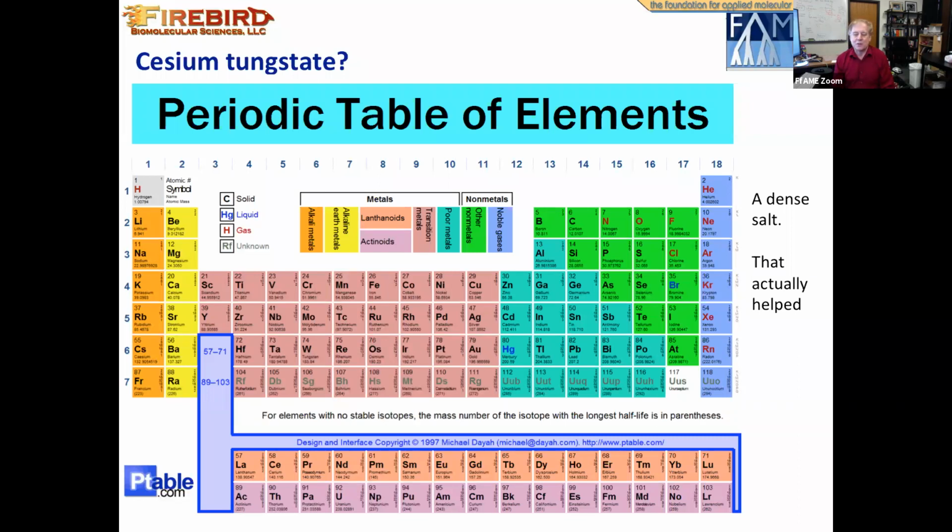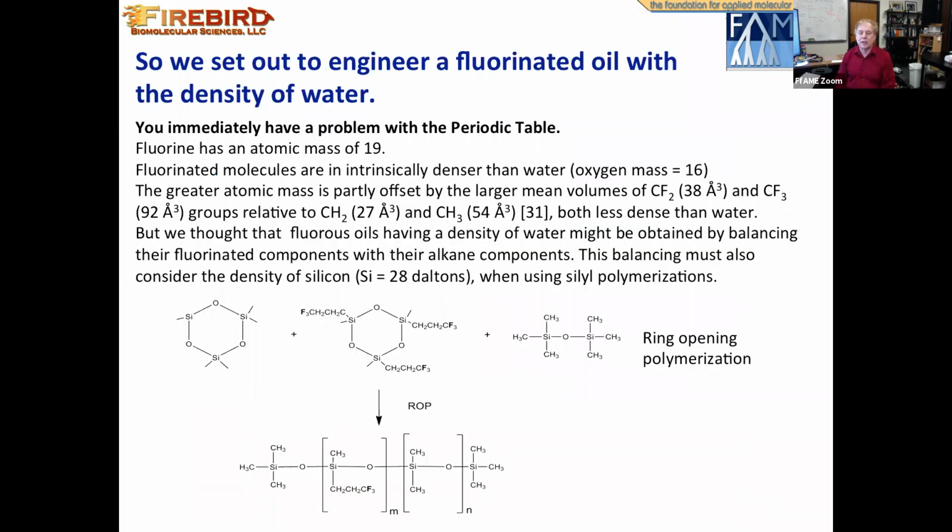That requires a lot of cesium tungstate. But it turns out that even decreasing the buoyancy of the water, increasing its density just marginally, actually does help in some of these sorting devices. But that's hardly a solution. So we set out to engineer a fluorinated oil with a density of water.